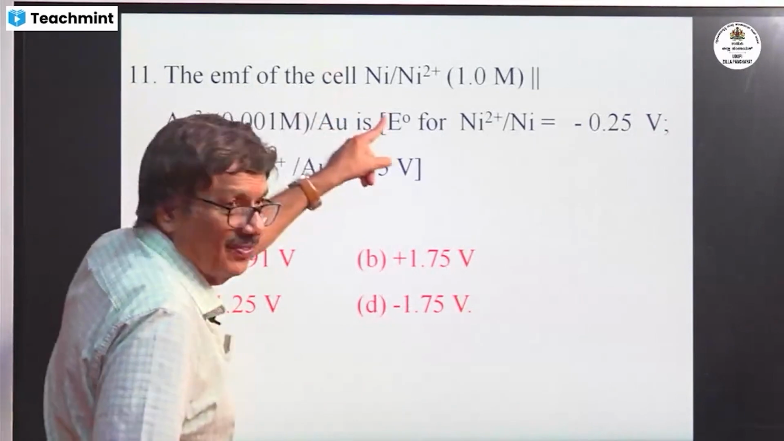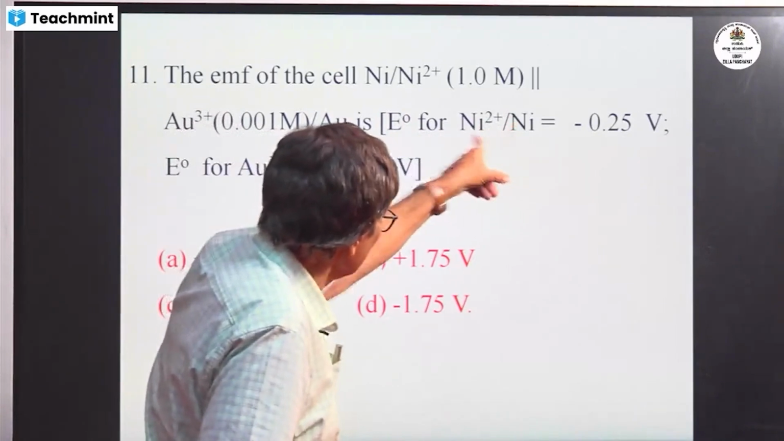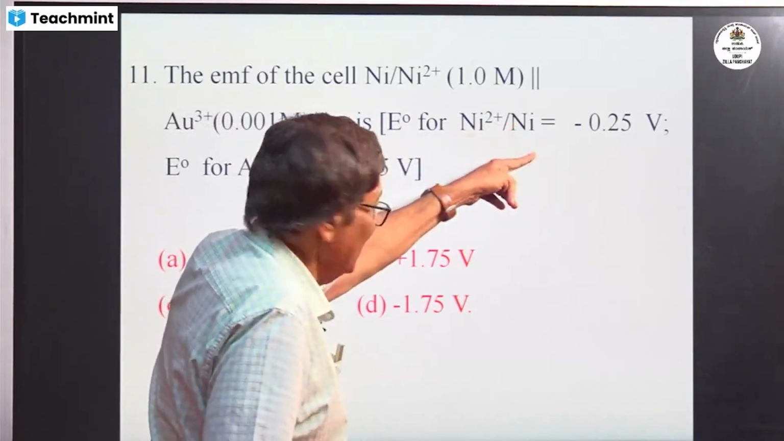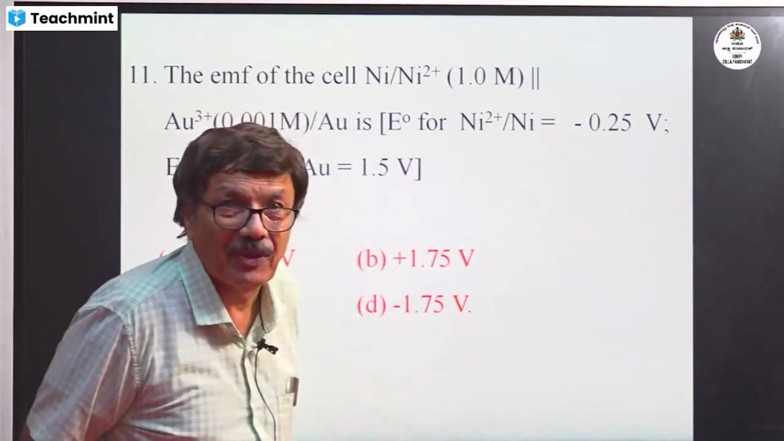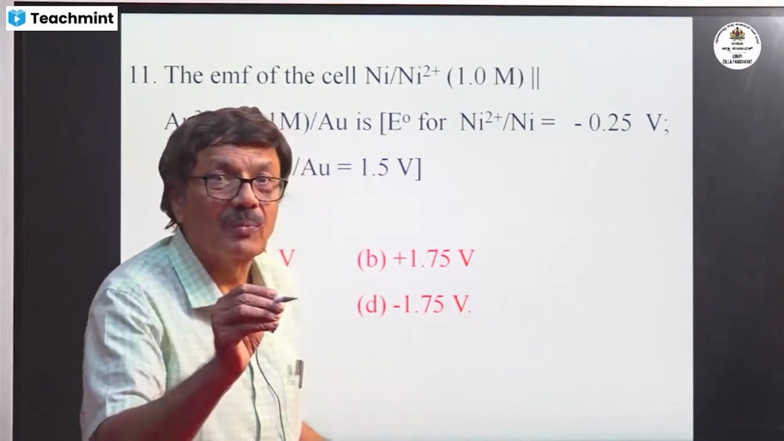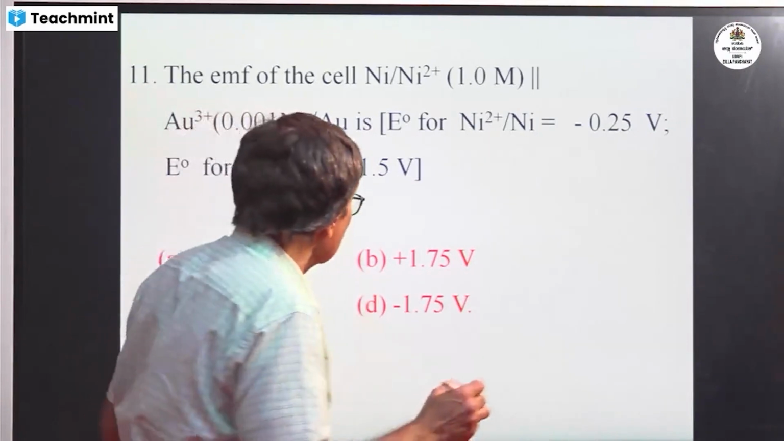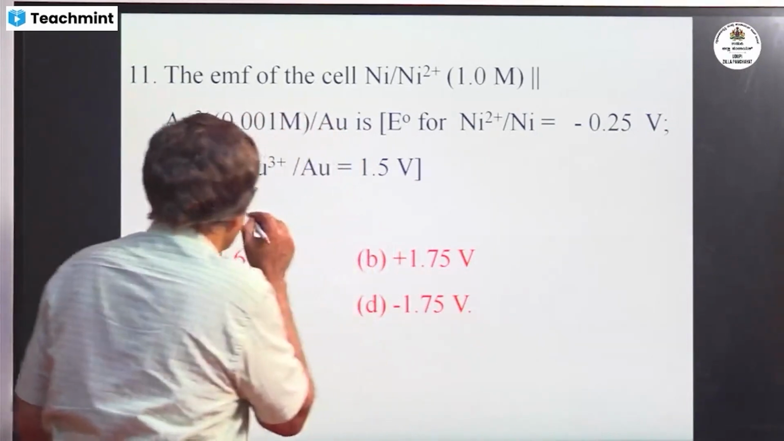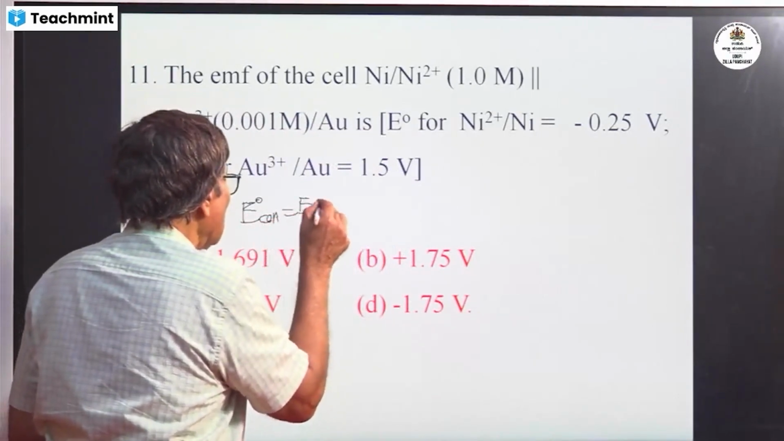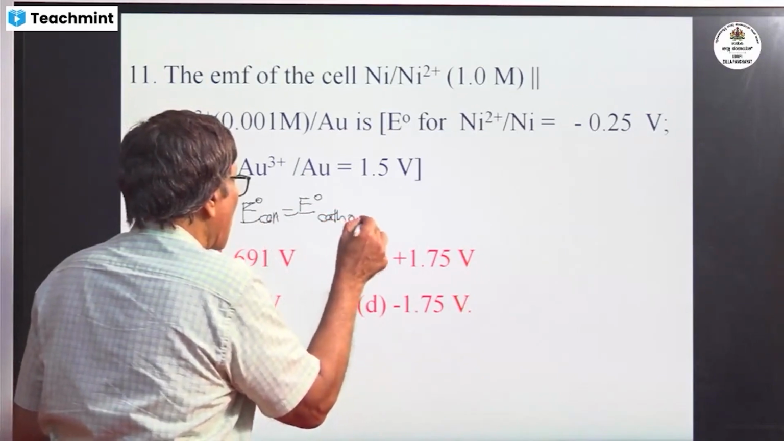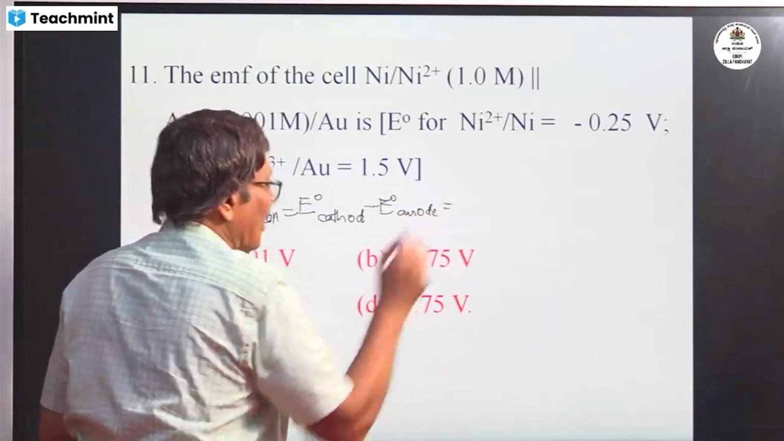EMF of the cell: nickel and then another is gold. Then the SRPs of both the electrodes are given, and they have asked for the EMF. Even this type of problem may be asked in your board exam also. We will find E naught of the cell. E naught of the cell is equal to E naught of cathode minus E naught of anode. This is the formula.